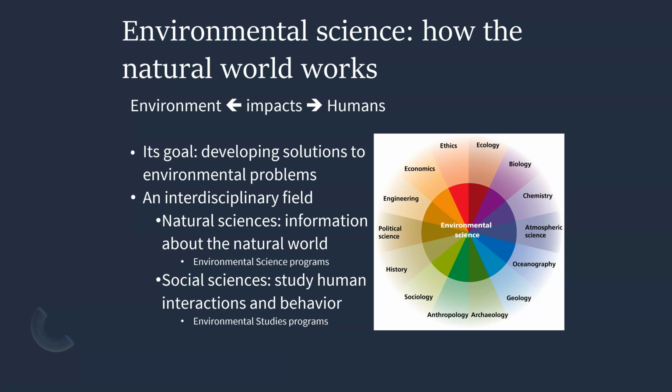So how the natural world works is what environmental science is. I mentioned some of the things that are involved in environmental science, like ecology, biology, chemistry, atmospheric science, oceanography, geology, archaeology, anthropology, sociology, history, political science, engineering, economics, and ethics. So it is a very broad science, but its goal is to develop solutions to our environmental problems. And I'll present some of those problems and some of those solutions to you in the coming modules.